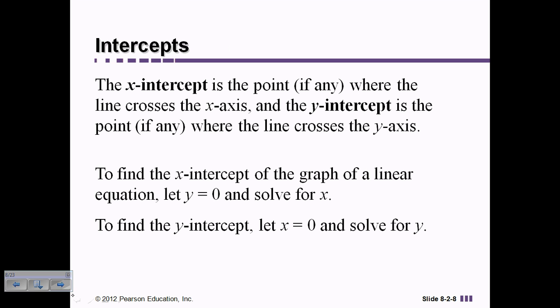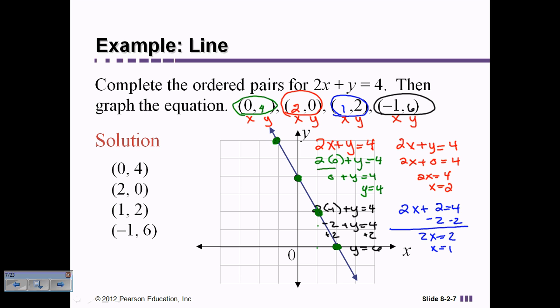So when we're looking for what we call the intercepts, we're looking for the places where the line crosses the x-axis and the y-axis. So if we go back and look at that example that we just did, this line crosses the y-axis at the point 0, 4, and it crosses the x-axis at the point 2, 0. So this is my y-intercept, and this point down here is my x-intercept. It's where the line intercepts the x-axis or the y-axis.